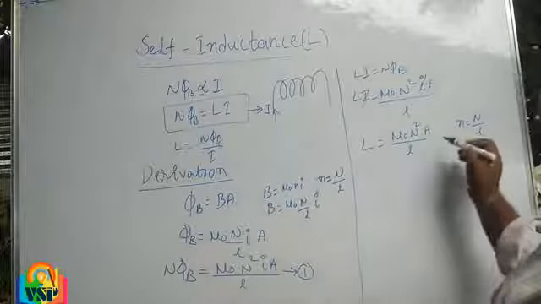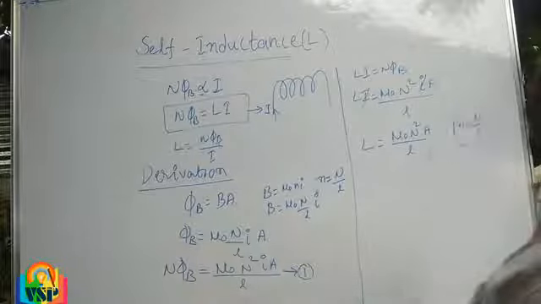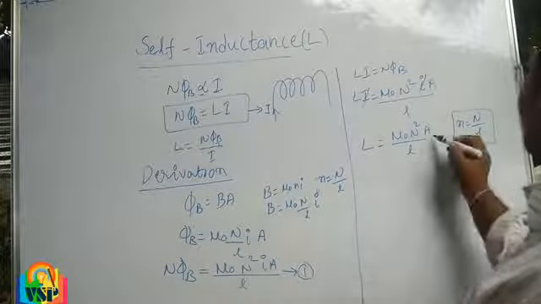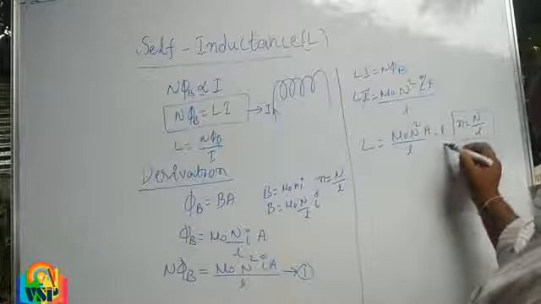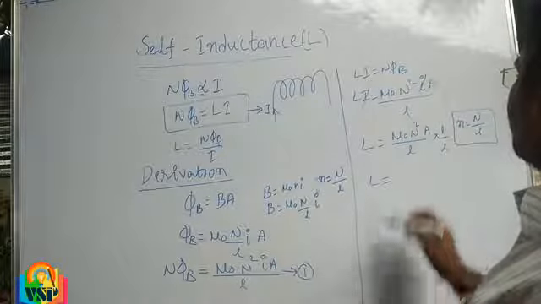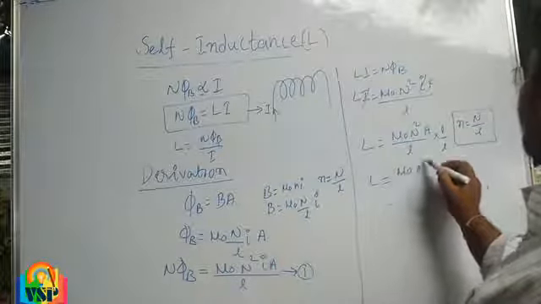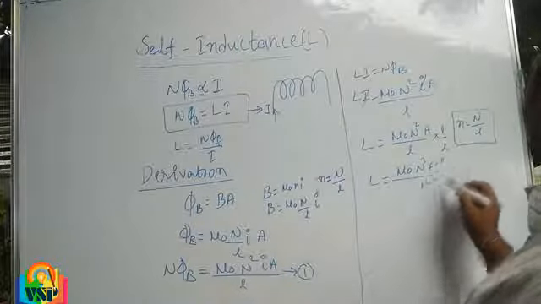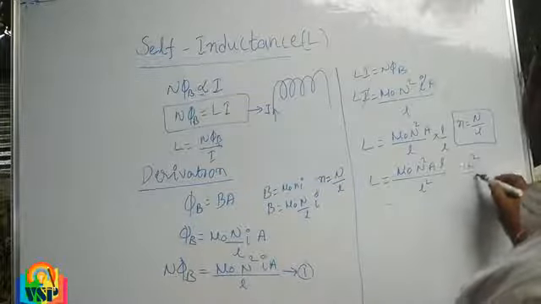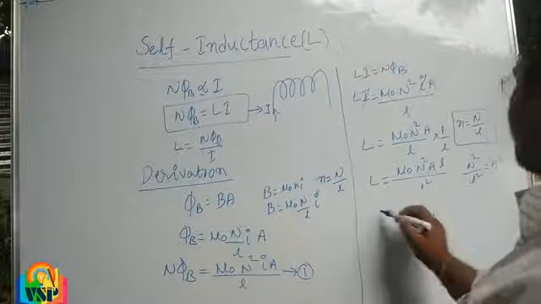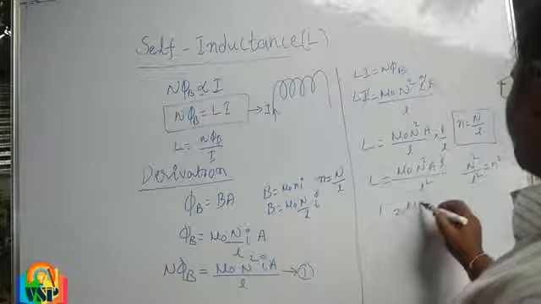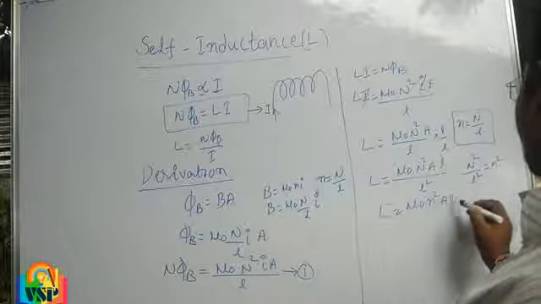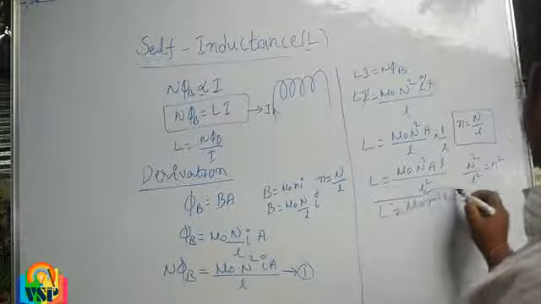Simply multiplying with l and l, into l by l, we get L is equal to mu naught N square A into l divided by l square. N square by l square is equal to small n square. So L is equal to mu naught small n square A into l. This is the formula.